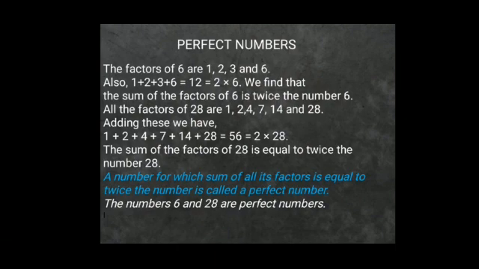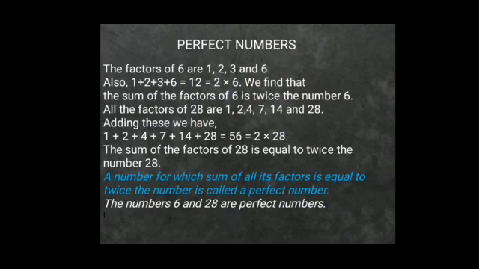So take another example, 28. All the factors of 28 are 1, 2, 4, 7, 14 and 28. On adding, I got the answer 56, which is double of 28. So the sum of the factors of 28 is equal to twice the number 28.